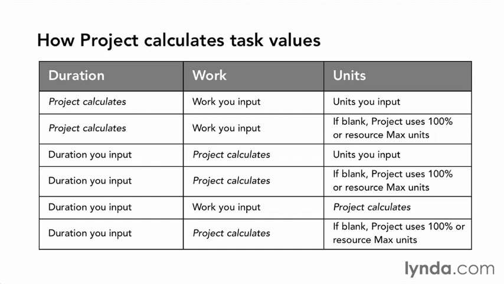If you fill in only duration, Project calculates work by filling in the units cell with 100%, or the resource's maximum units. And if you give it both duration and work, it will calculate units. Additional factors come into play when you change resource assignments, which are covered when we talk about modifying resource assignments.